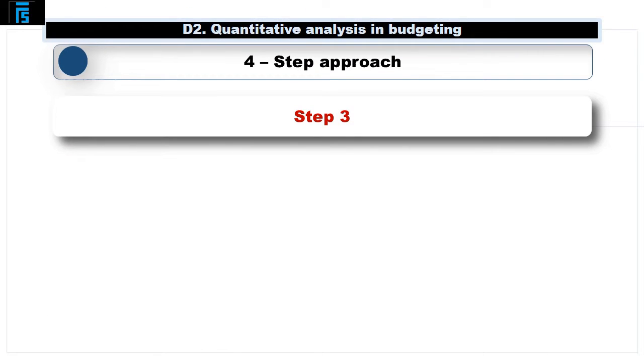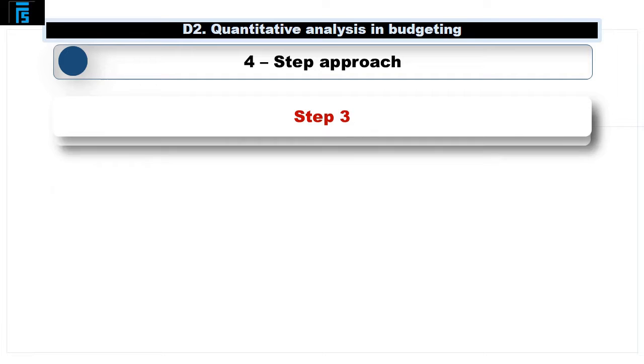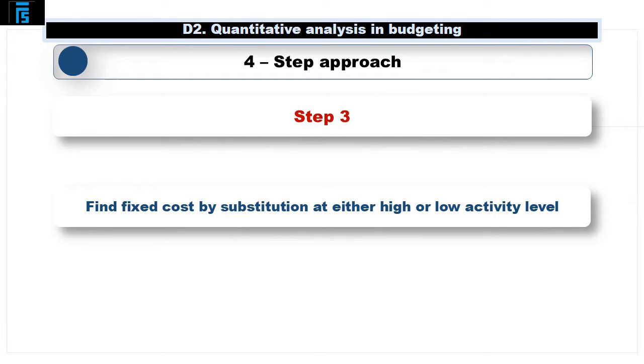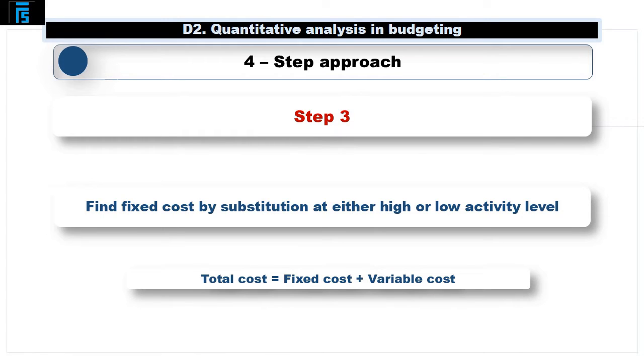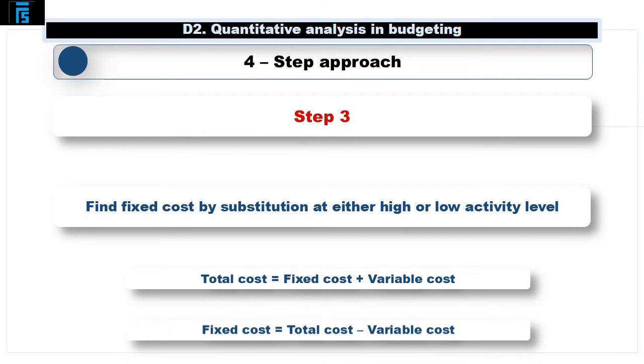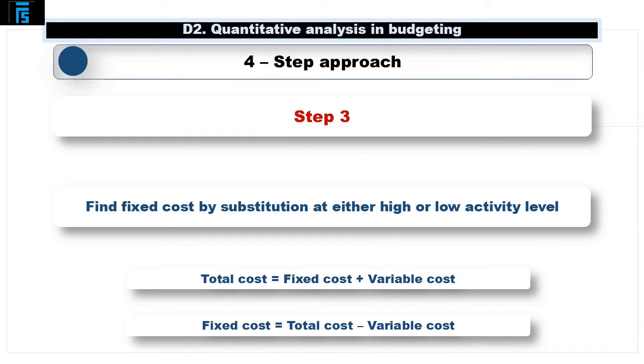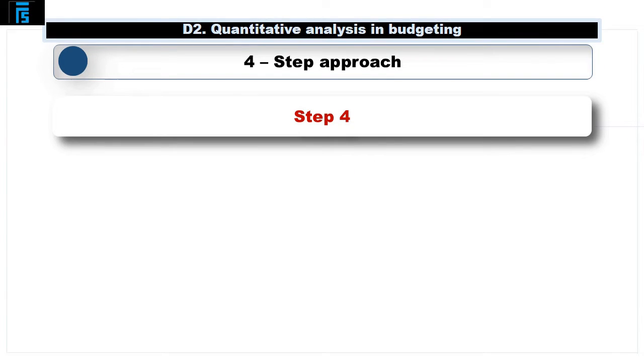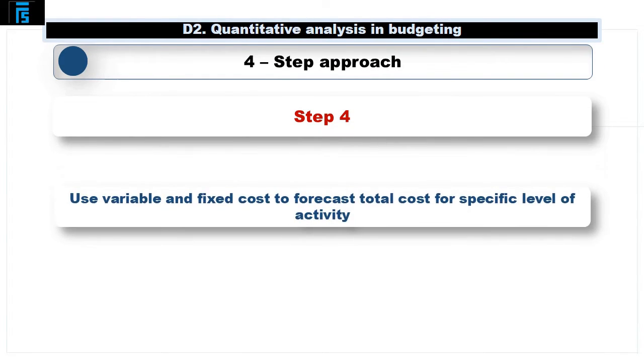Step 3. By a process of substitution, find the fixed cost using either the high or low activity level. Total cost equals fixed cost plus variable cost. So, fixed cost is equal to total cost minus variable cost. Step 4 is to use the variable and fixed cost to forecast the total cost for a specific level of activity.